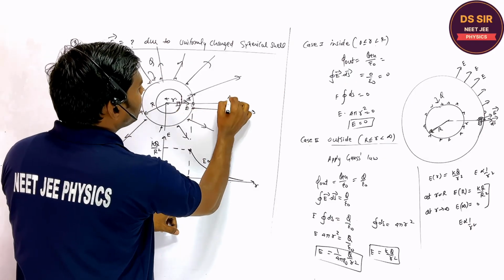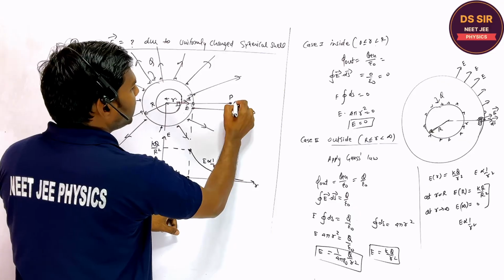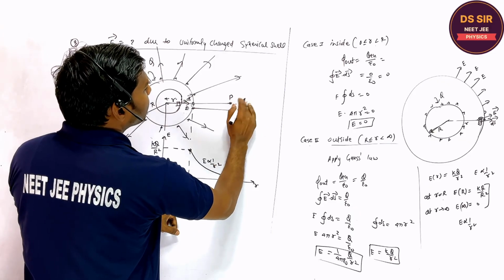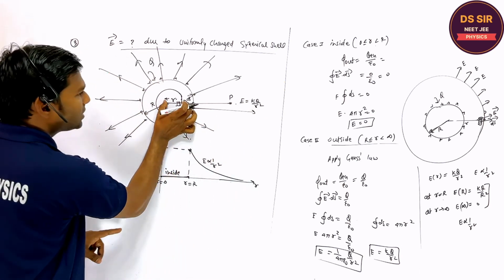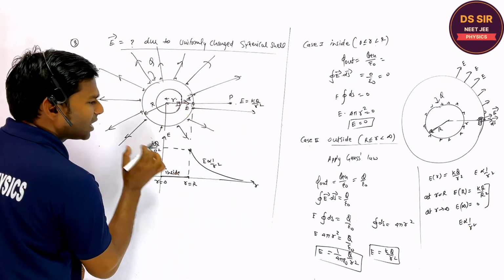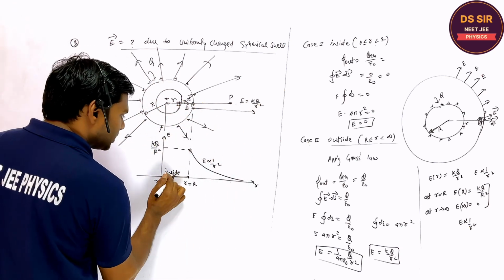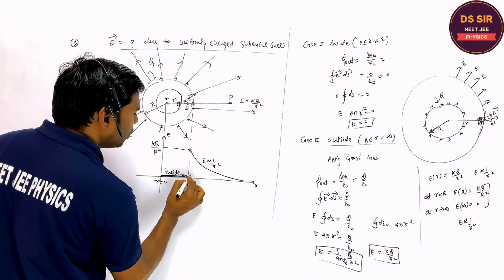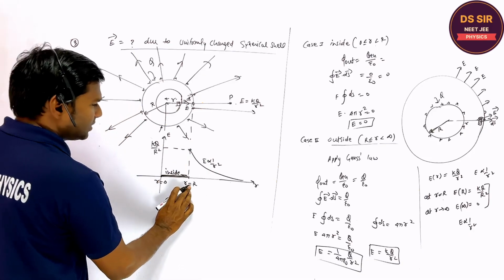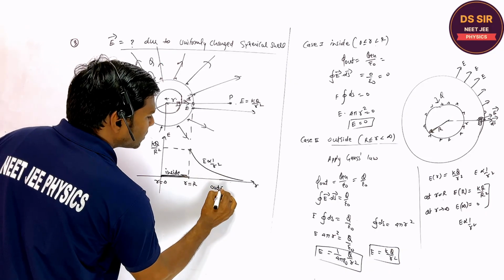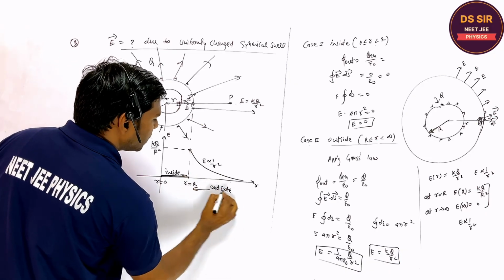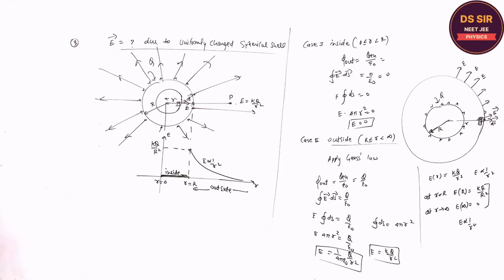So at any point P outside, the electric field is kQ upon r square, and at any point inside, the electric field is 0. So this is the inside electric field, it is 0. At the surface, kQ upon R square, and the outside electric field is this. You understand, right? Copy this.